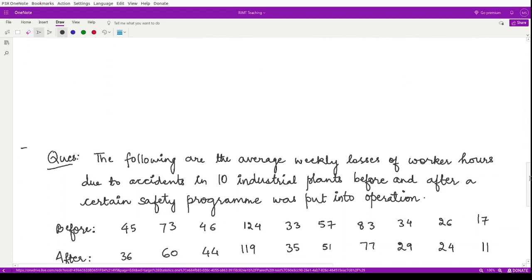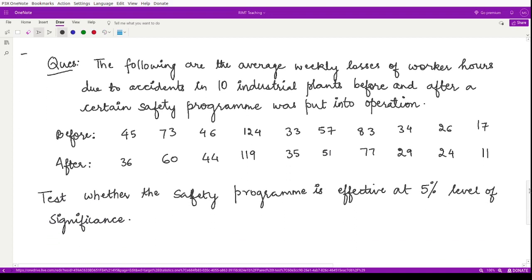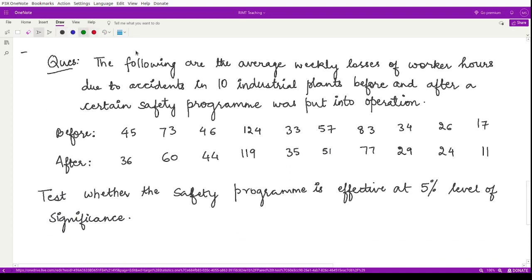So here we have this question which says that the following are the average weekly losses of worker hours due to accidents in 10 industrial plants before and after a certain safety program was put into operation. So these are the weekly losses of worker hours before that seminar occurred, and these are the weekly losses of workers after that seminar occurred.